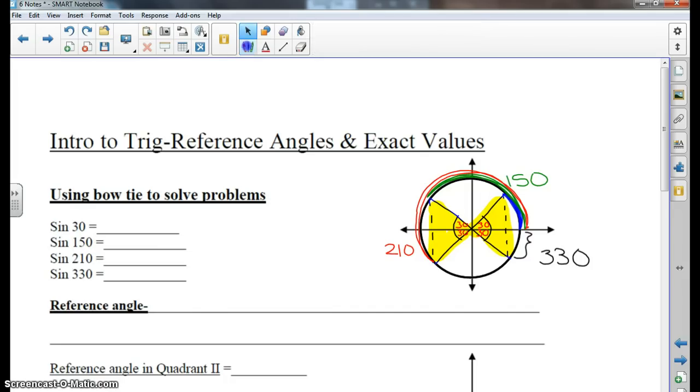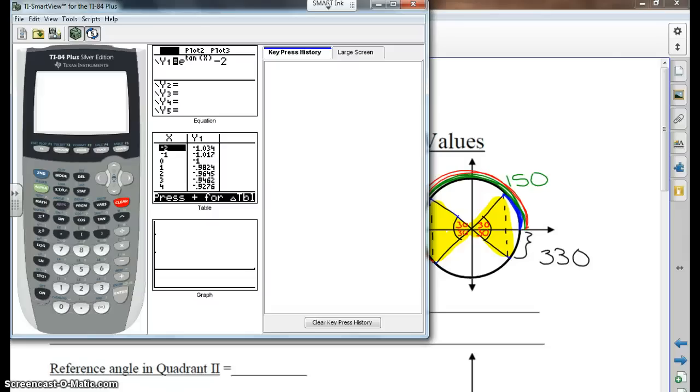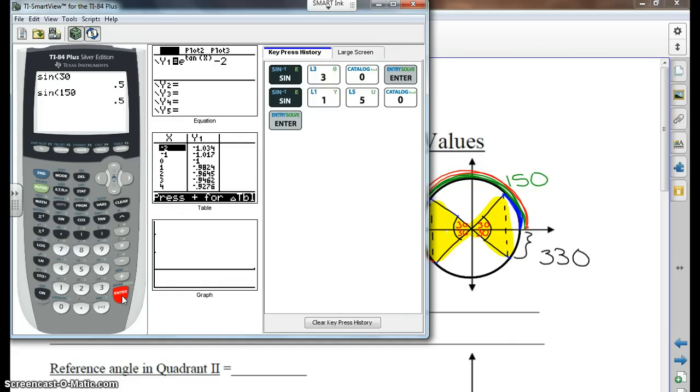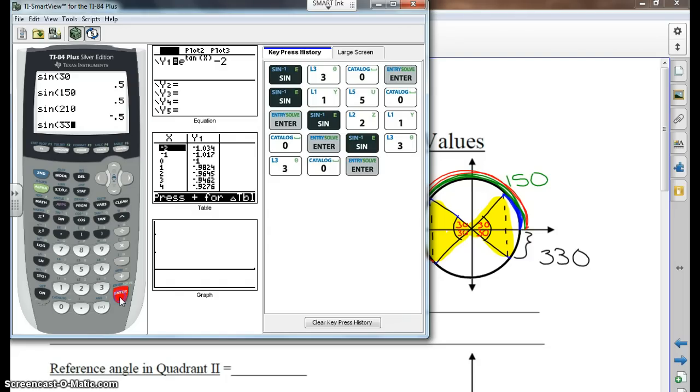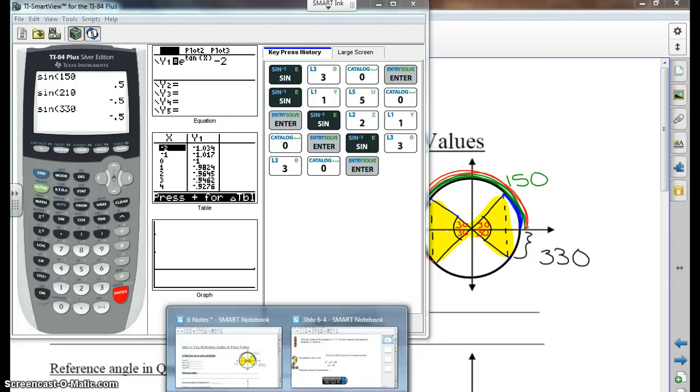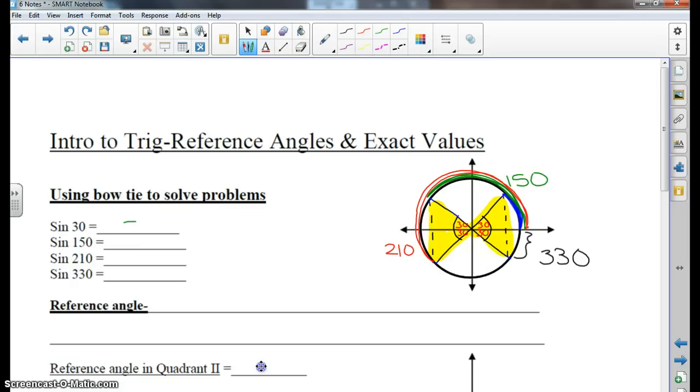When I look at the trig functions for all four of these angles, and if I were to type them into my calculator, what I would find is that the sine of 30 has the same value as the sine of 150, and nearly the same value as the sine of 210 and the sine of 330. The only difference with the last two answers is that the last two answers were negative.